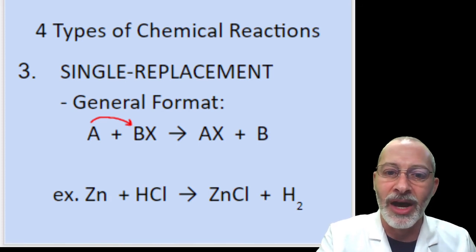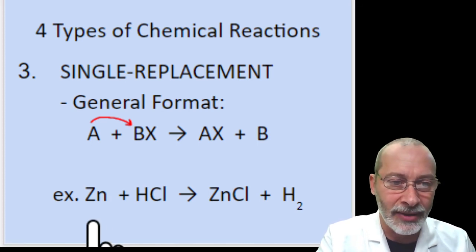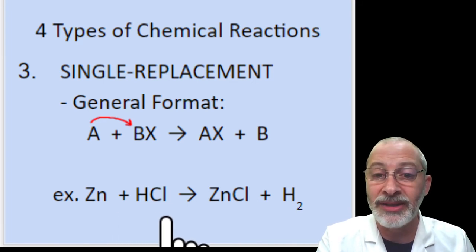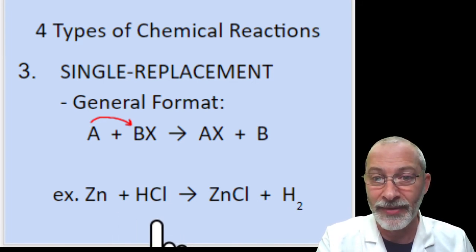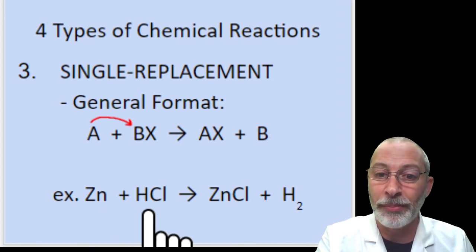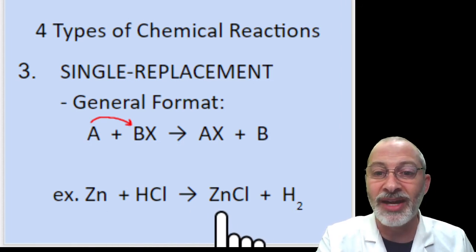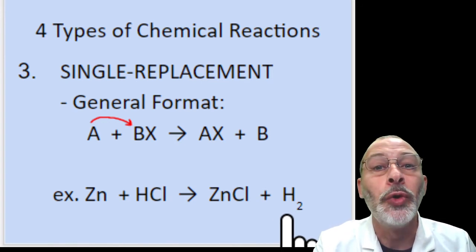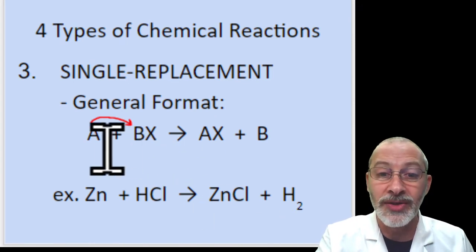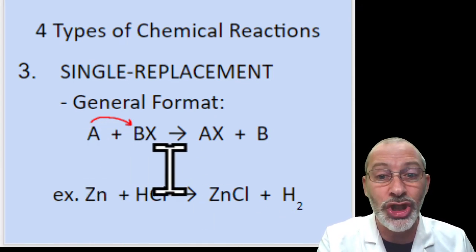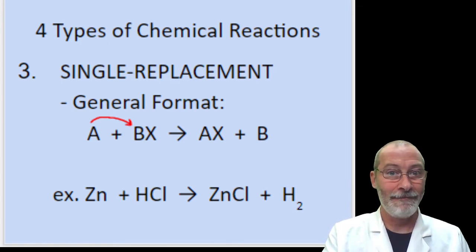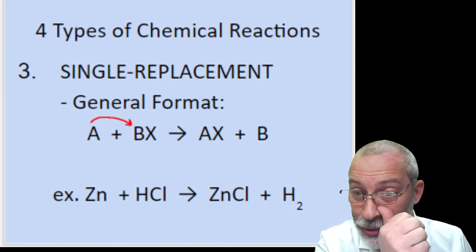An uncombined element, zinc, is replacing another element in a compound. Notice how the zinc replaces the hydrogen, so we've got zinc chloride, and hydrogen is off by itself. It has been replaced. Notice its connection to the general format here. Okay. Now I'll get to that subscript of 2.